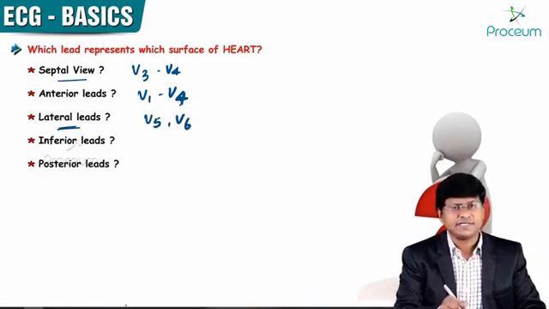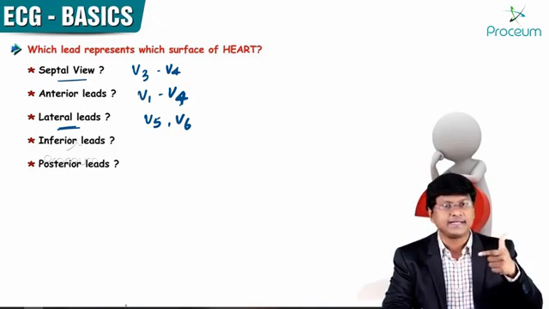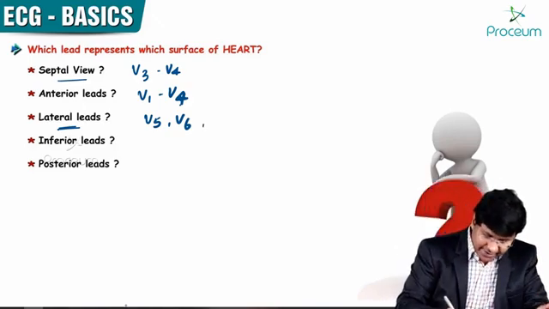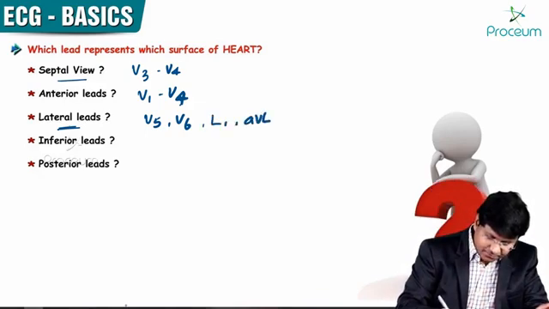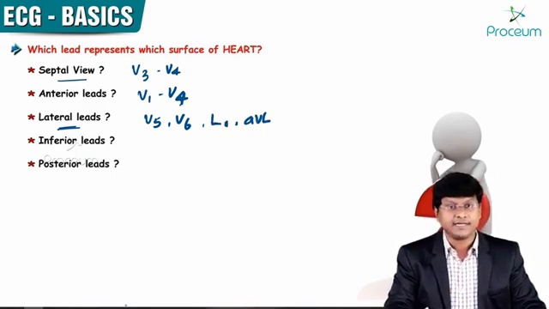And not only V5, V6, even your limb leads and even your augmented leads, they also pick up the electrical activity from the lateral surface of the heart. And what are those? Your lead 1 and as well as AVL. They will pick up the electrical activity from the lateral wall of the heart.